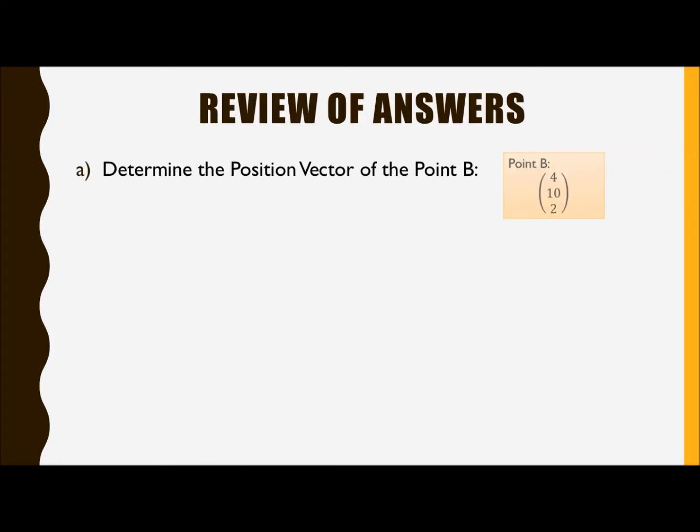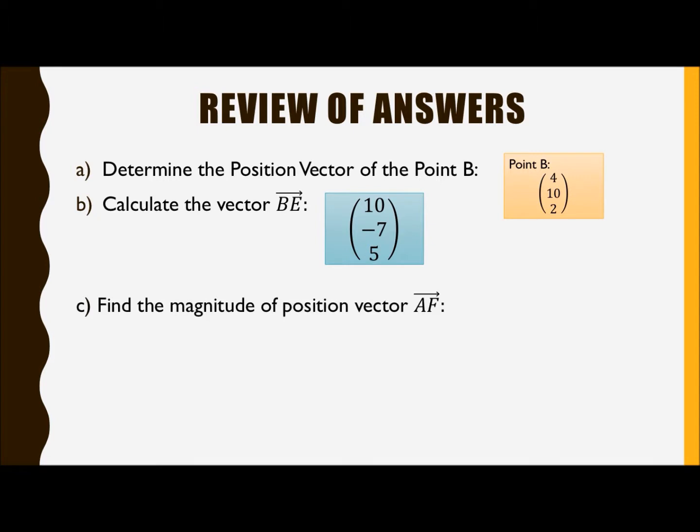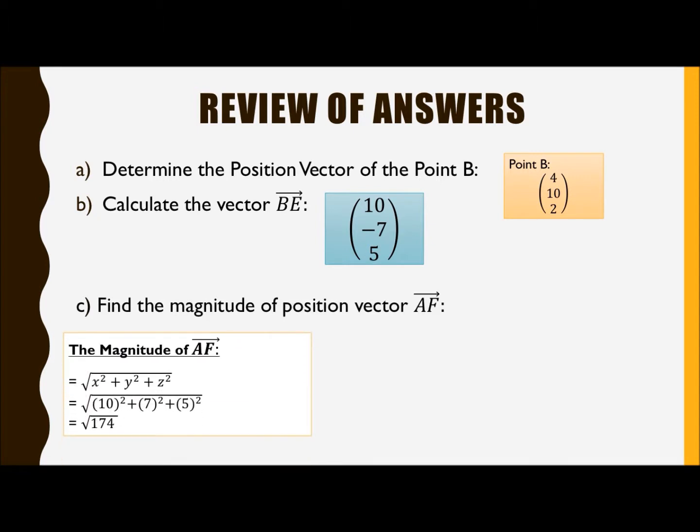As an overview of answers, point B has the vector of 4, 10, 2. Position vector of points BE is equal to 10, negative 7, 5. And finally, the magnitude of AF is equal to root 174.